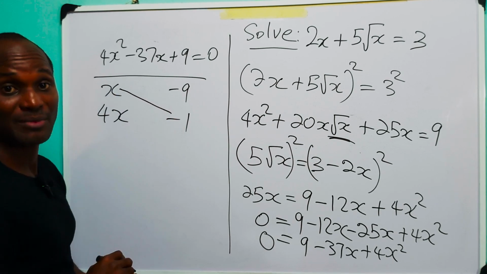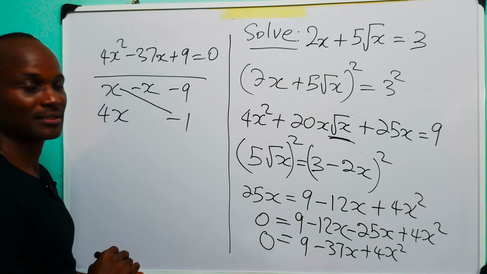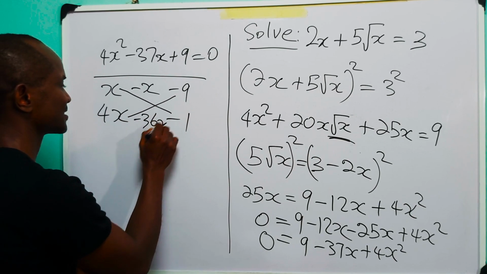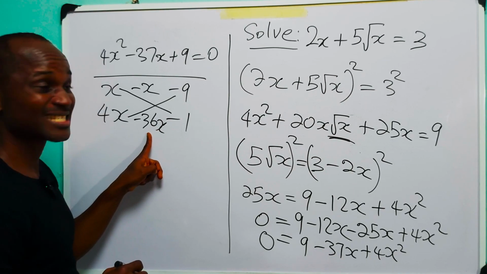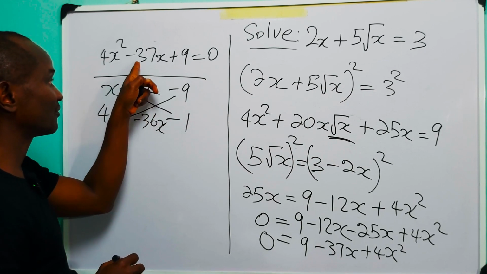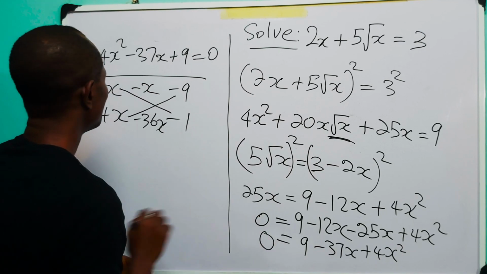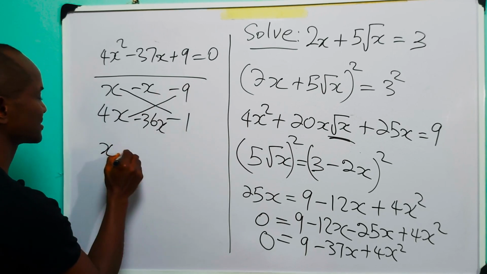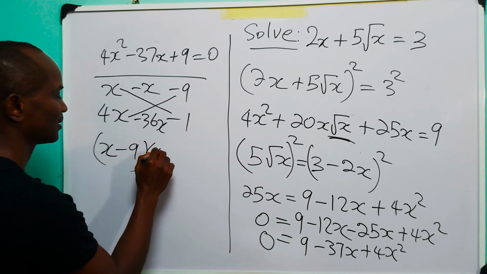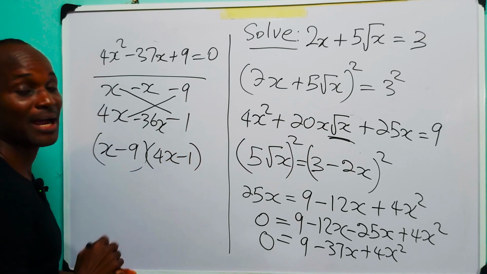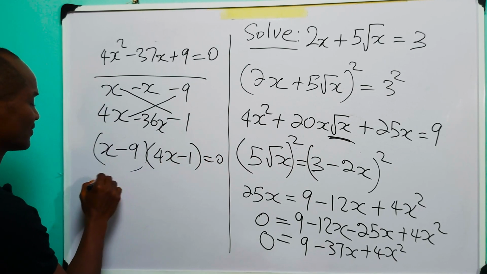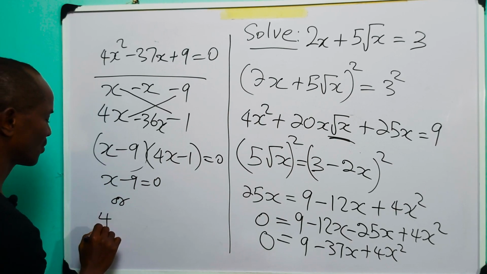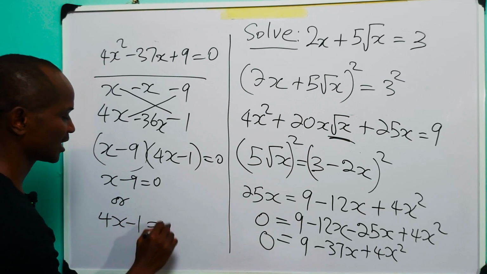When we multiply x by minus 1, we will have minus x. And when we multiply 4x by minus 9, we will have minus 36x. And minus 36x plus minus x will give us minus 37x, which will tell us that the factors of this quadratic equation are x minus 9 and 4x minus 1. From where we have that x minus 9 is equal to 0, or that 4x minus 1 is equal to 0.